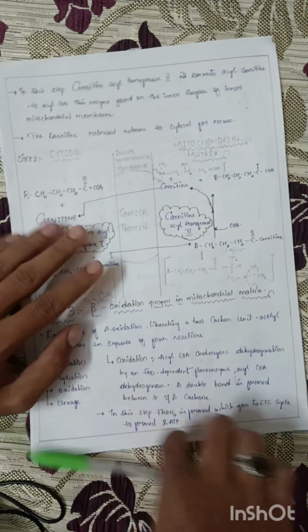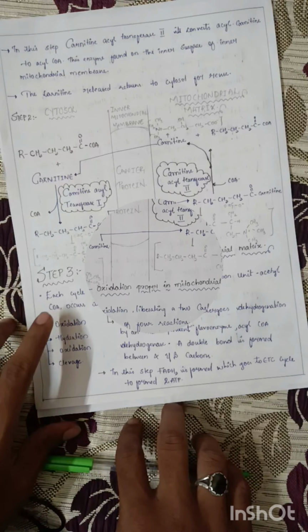Now we have to go to step 3, beta oxidation proper in the mitochondrial matrix. Each cycle of beta oxidation liberates a two carbon unit, acetyl-CoA, and occurs in a sequence of four reactions.